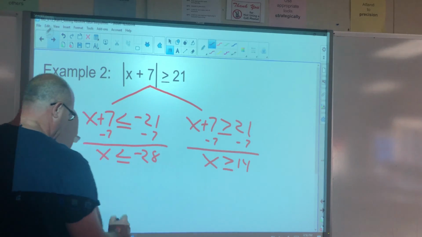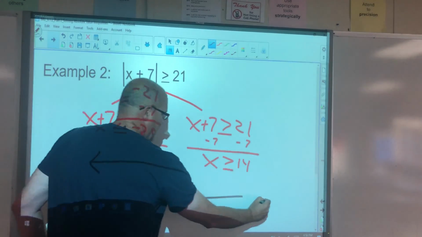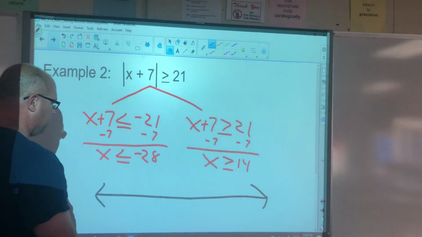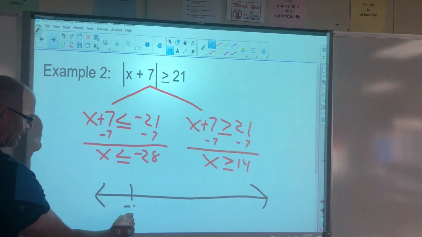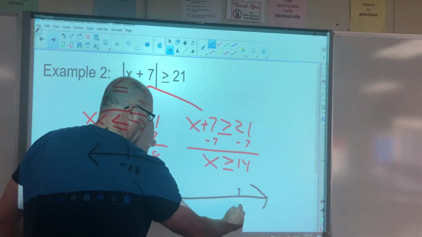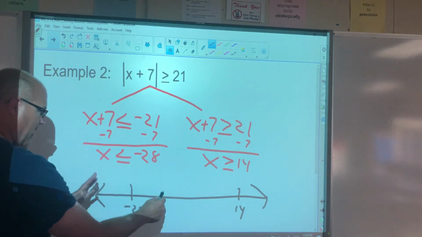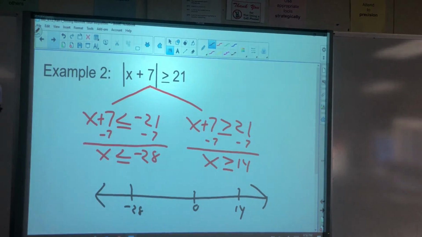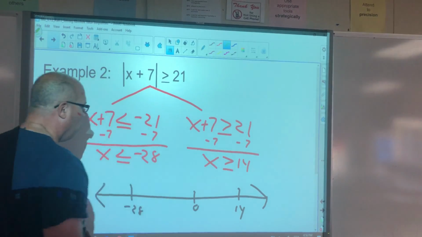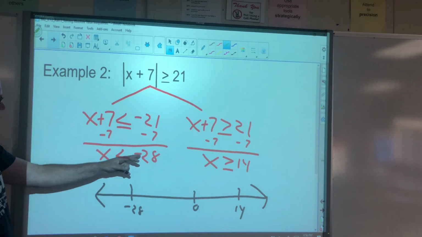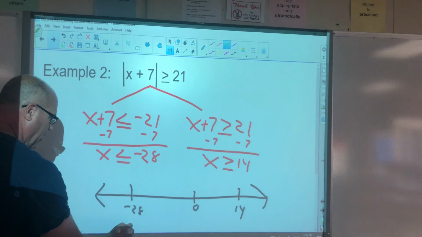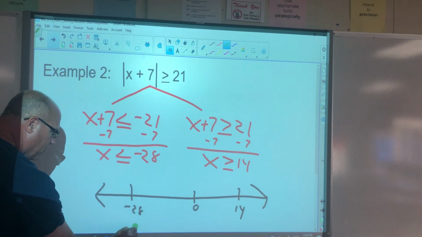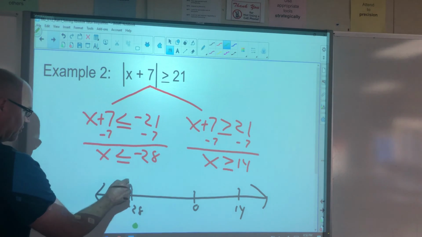All right, let's make our number line. It doesn't have to be real pretty. You just put your dividing points. So I'm going to put negative 28 here. I'm going to put positive 14 over here. I'm going to guesstimate 0 would be like right around there. Good. Good to go. All right, so what does x is less than or equal to negative 28 look like? Well, wouldn't that be a solid dot on the negative 28? Actually, I'll do it right here.